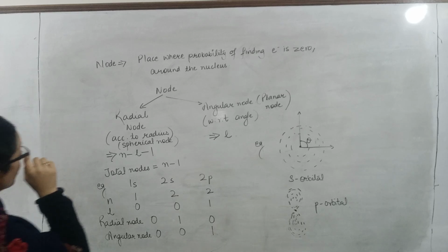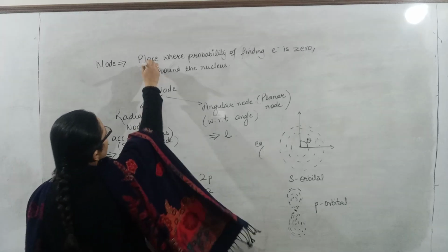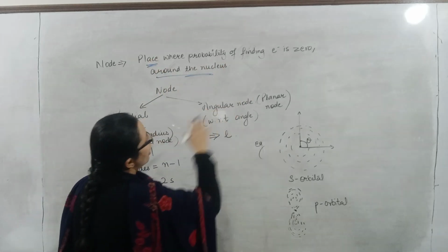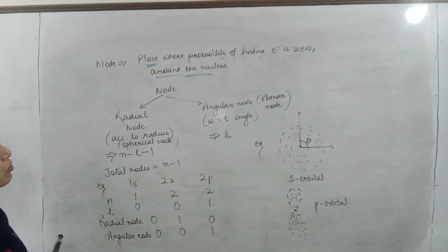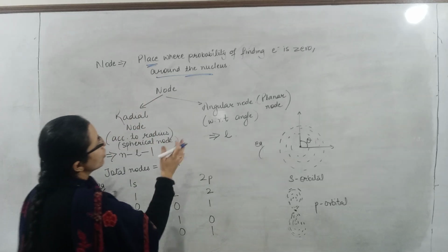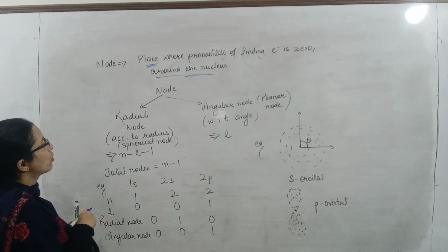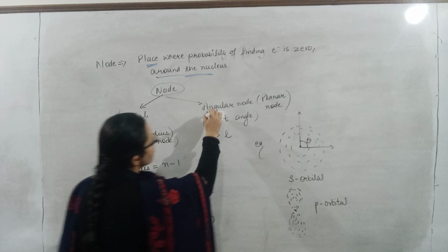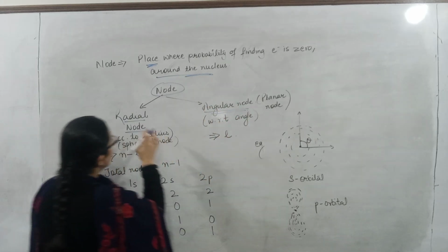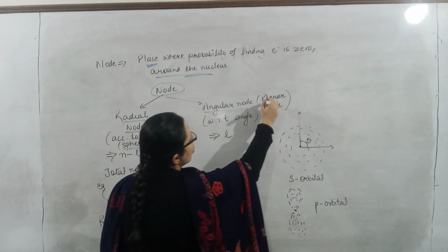Okay. So now let's see what is a node. A node is a place around the nucleus where the probability of finding an electron is 0. Okay? It is a place where the probability of finding an electron is 0, excluding the nucleus obviously. So around the nucleus, the region of space where the probability of finding an electron is 0 is called a node. Now node has been divided into two types: radial node and angular node. Radial node is also called spherical node, and angular is also called planar.